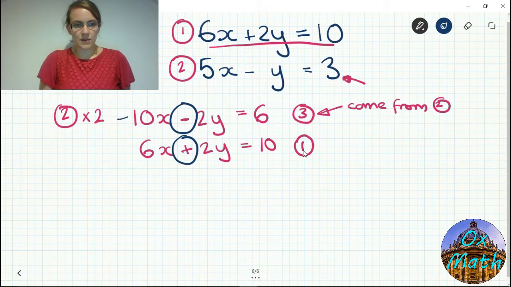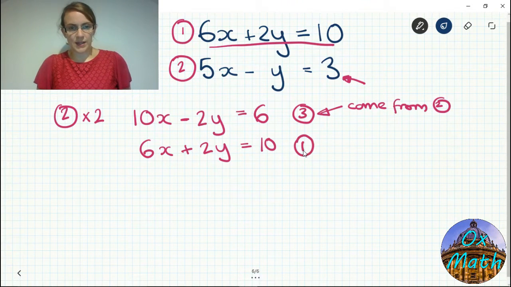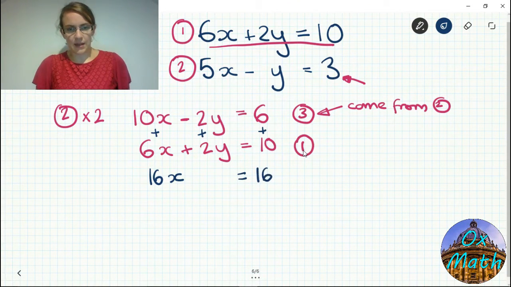If we combined the left-hand side of this equation together with the left-hand side of this equation, the minus 2y and the plus 2y would cancel out. So let's work through. So this time, instead of subtracting one equation from the other, we're going to be adding them together. So we've got 10 add 6 is 16x. The minus 2y plus the positive 2y cancel out. And then we've got 6 plus 10, which is 16. So 16x equals 16, so x must be 1.